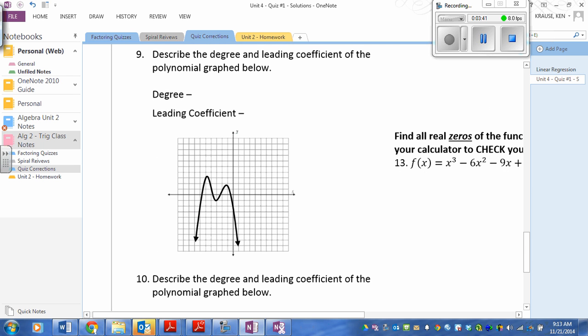Okay, since these arrows are both pointing in the same direction, then I know this is going to be even. Since they're both pointing down, that means the leading coefficient has to be negative.